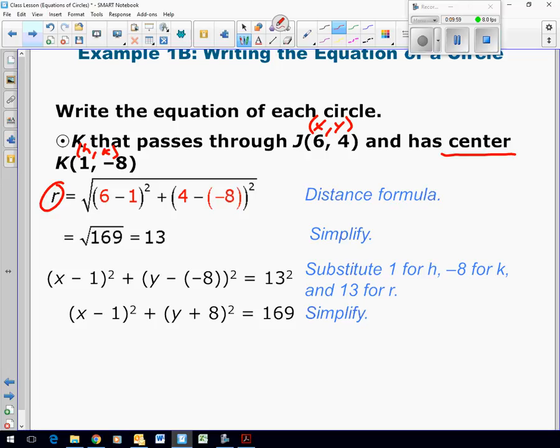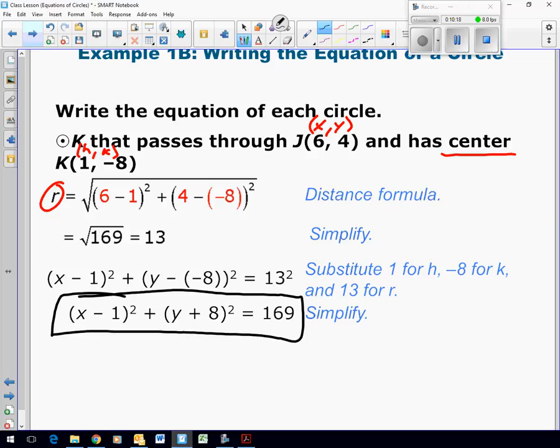All right. Remember I told you guys that you want to get things in standard form of an equation? Standard form of a circle, I should say. Okay, notice what we do here. I plug in the distance formula. Let's just make sure we understand how that works.